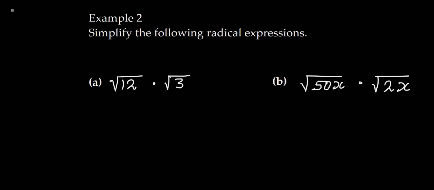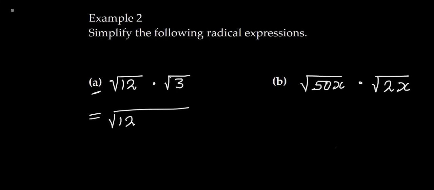Example 2, simplify the following radical expressions. To solve question A, we are going to write this as a single radical expression. So when we do that, we're going to have the radical of 12 times 3. So this will become the radical of 36, and the square root of 36 is 6. So this is the answer to this question.